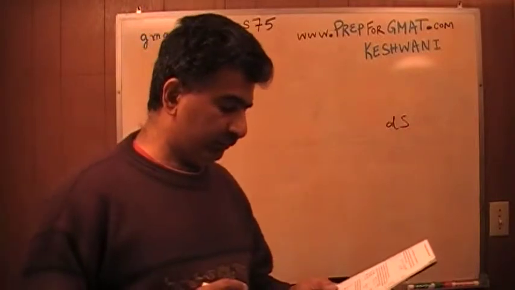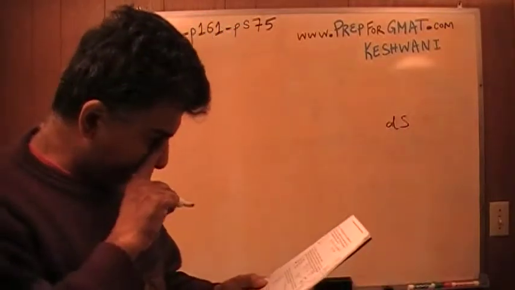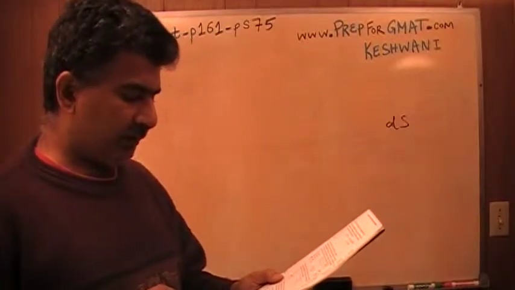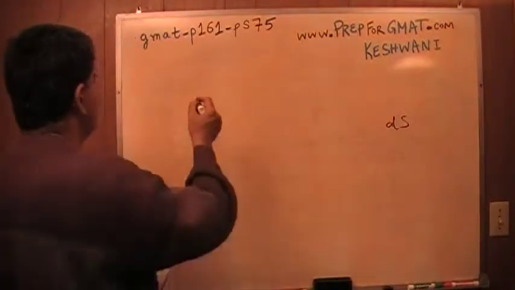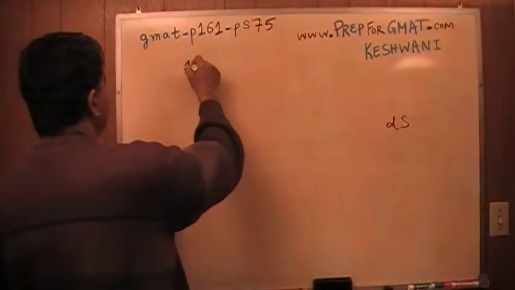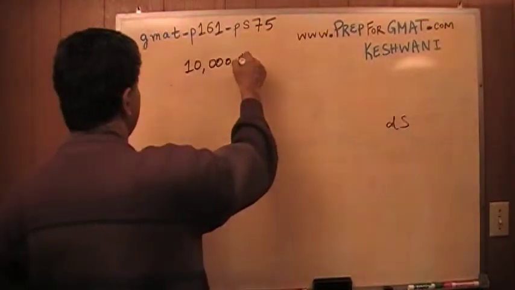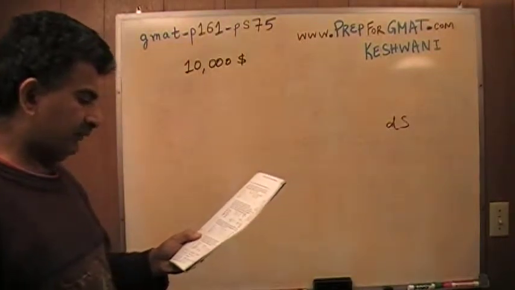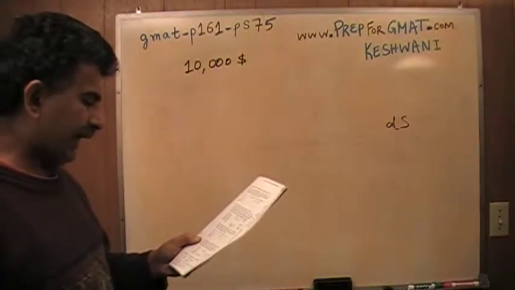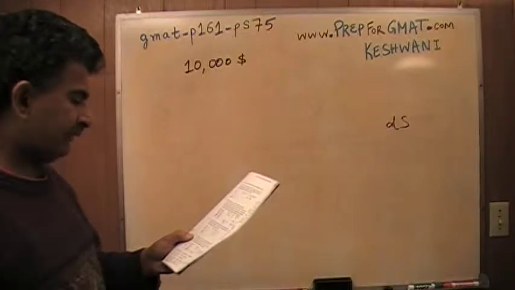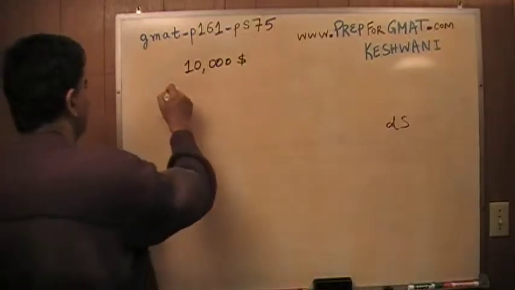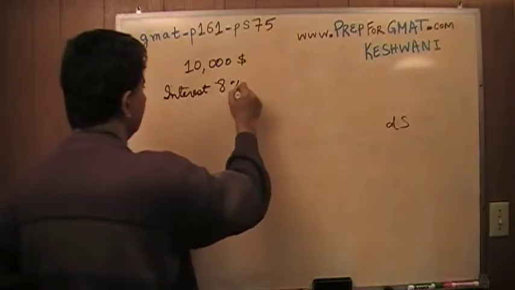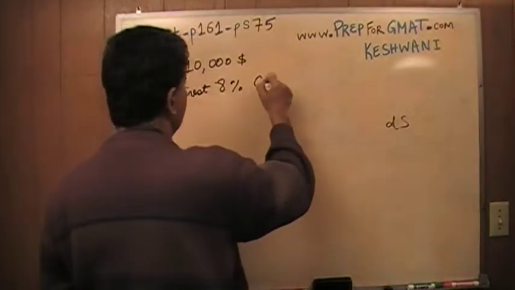It says Leona, interesting, bought a 1-year $10,000 certificate of deposit. All right, so we have $10,000 that we have put there in a CD, and this certificate of deposit pays us interest at the annual rate of 8% compounded semi-annually. All right, so the interest is 8% and it's a compound interest.